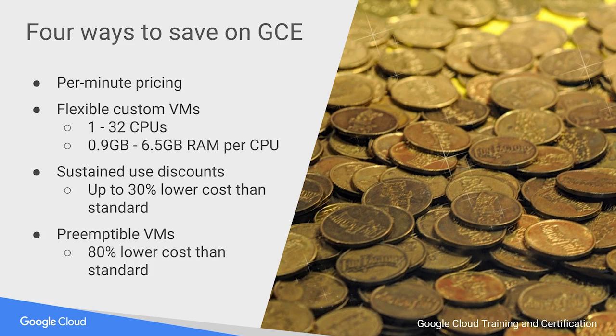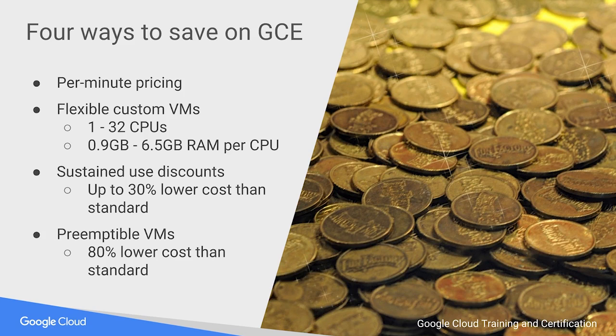Second, while there are a wide range of pre-configured virtual machines with up to 64 cores and 204 GB of RAM, it's possible to select the perfect number of cores, divisible by 2, and perfect amount of memory between 0.9 GB and 6.5 GB of RAM per core. For example, you can select a virtual machine with 18 cores and 36 GB of RAM if that's the best fit for your workload.